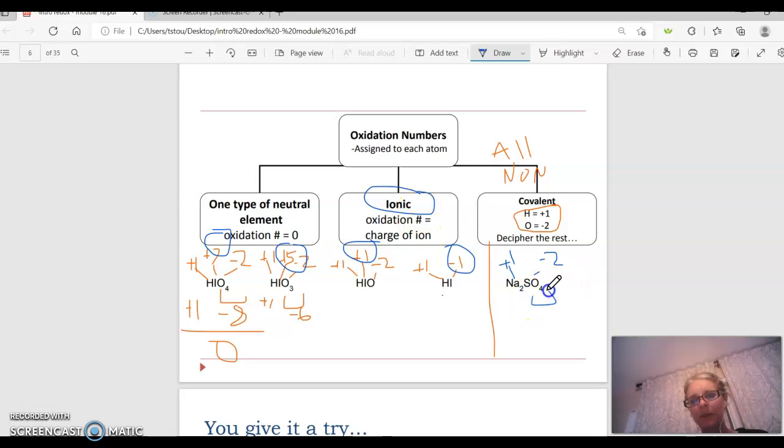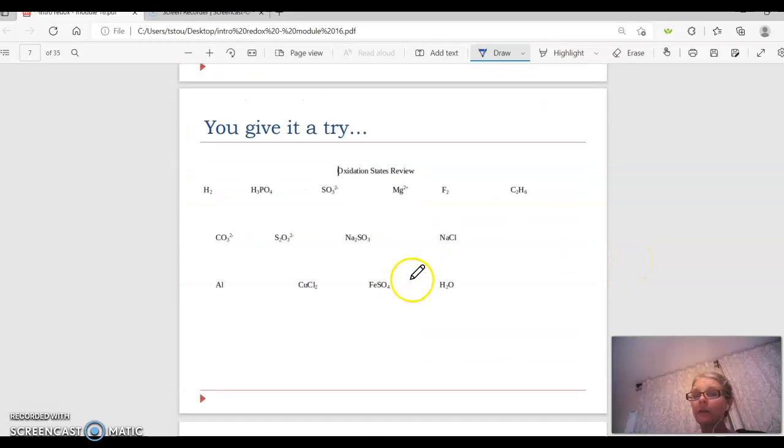And then I'm going to add them up. My oxygen here is a -8. The 2 sodiums there makes it a +2. And so the only way to make that work is if my sulfur happens to be a +6. Okay. These are the ones I would say you should try, and then I'll show you my answers there, okay? So give that a try, and the next slide will be the answers.